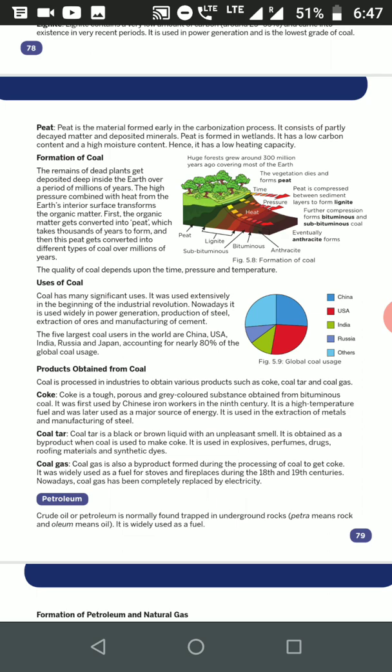Coal tar is a black or brown liquid with an unpleasant smell, and it is one of the byproducts. When we make coke from coal, coal tar is a byproduct, that is a waste product.